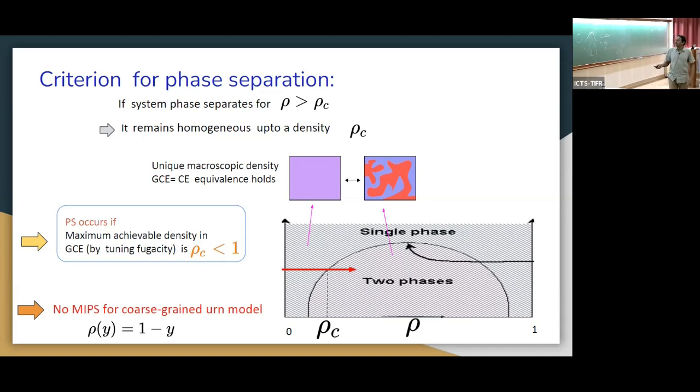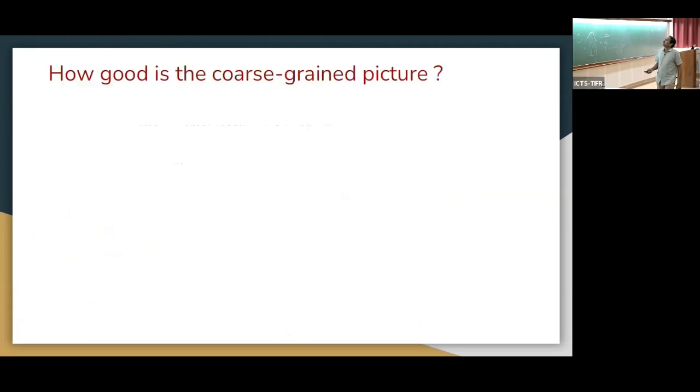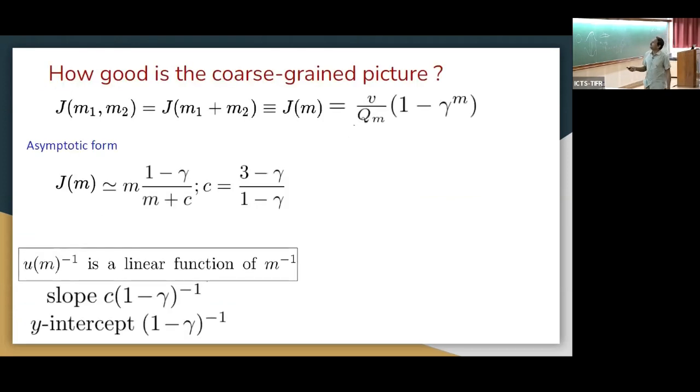Okay, so that means there is no phase separation in the system. So how good is the coarse grain description? You can calculate this current, but you can also calculate this current numerically. And if you take the asymptotic form of the current, J is the same as UM. So UM inverse is a linear function of M inverse.